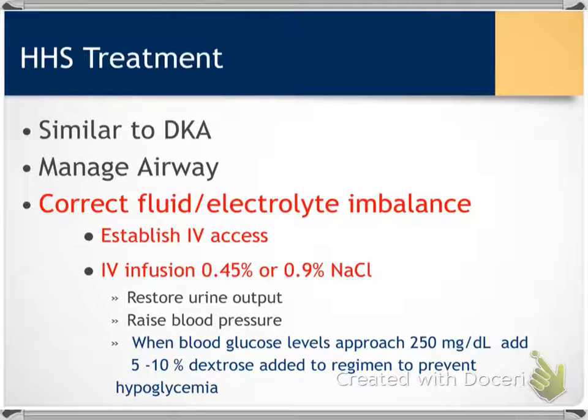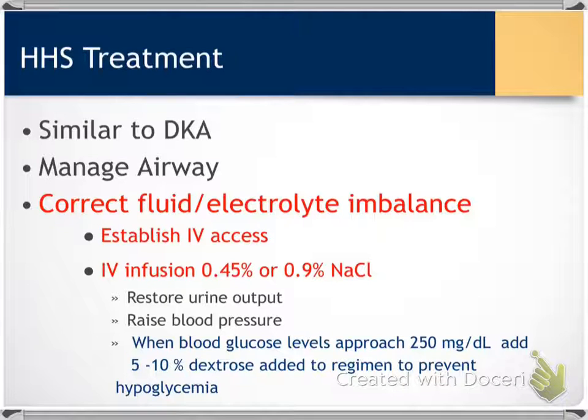So let me just erase this here. Perfect. So when we talk about the treatment for HHS, it's very similar to DKA. The one thing that we have to remember here is now we're talking about type 2 diabetics, which may be an older population, and this type 2 diabetic might have multiple comorbidities, such as heart failure, renal failure, those types of things. So our main priority, again, is still to replace the fluid volume so we can restore urine output and increase their blood pressure, but we'll be running it at a slower rate.